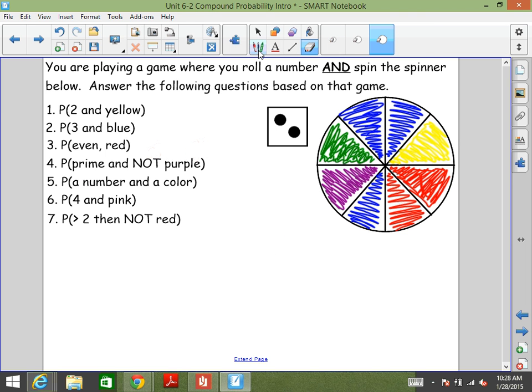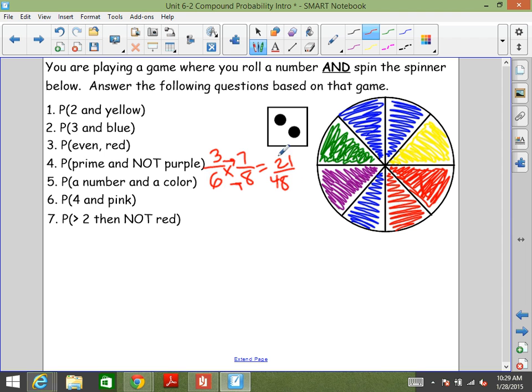Okay, next, let's do prime. Probability of prime and not purple. What numbers are prime? 1 is not prime. 2, 3, and 5 are prime. So how many numbers would that be? 3 out of 6 times. What about not purple? How many are not purple? 7 out of 8. Okay, 7 times 3 is, and 6 times 8 is 48. Is that a big chance of happening? Are we getting close to half maybe? What would half be? 24. So we're around the 40% here of happening.